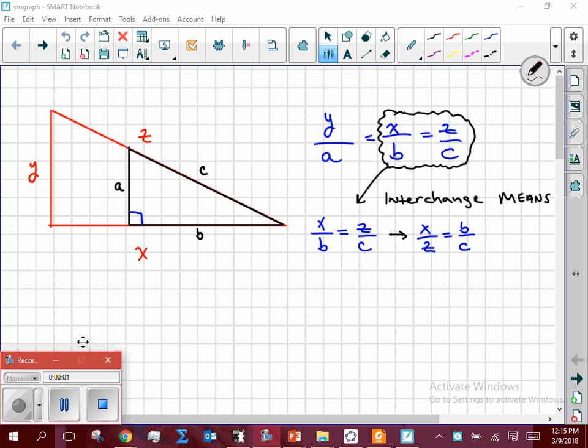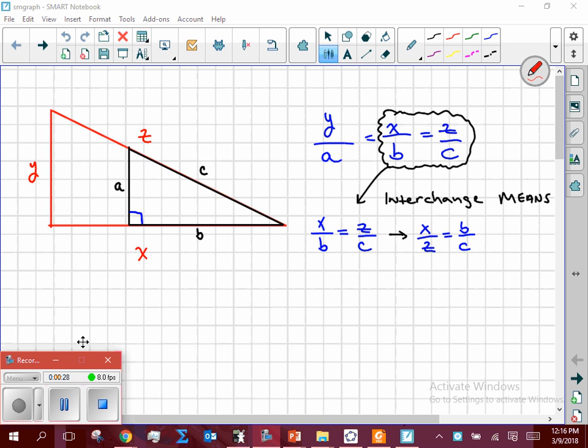Yesterday we looked at this picture, and we talked about how if we relate the parts, obviously those two triangles are similar. We relate the parts, we get those three ratios up top: y over a equals x over b equals z over c. And I think yesterday we looked at y over a, that first ratio, and z over c, which is the last one.